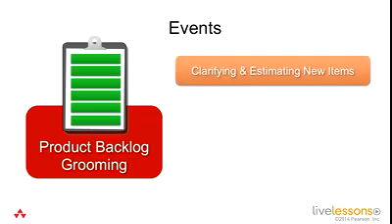So the product backlog grooming method is for clarifying and estimating new items. As a new item comes on a product backlog, the team's going to need to review it, ask any clarifying questions, product owner answer those questions, they can provide a high-level estimate, so then the product owner can appropriately place it on the product backlog.